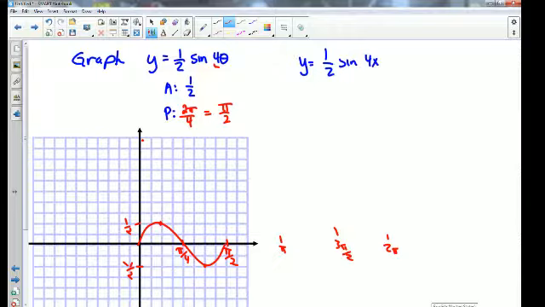Just to make sure I have the pattern right, right before pi over 2 would be pi over 4? No, this is going to be pi over 8 and 3 pi over 8.